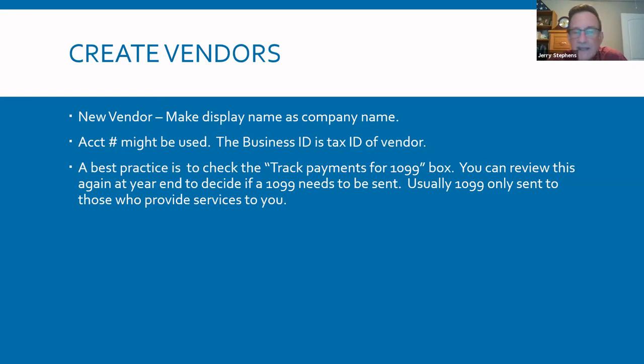That way, at the end of the year, you can take a look at total payments you've made to a vendor and decide at that point if you need to send them a 1099. That way, you've already got all that information captured. And if you need to send it, it's all automated and easy enough to print and get those sent out to them at the first of the year.